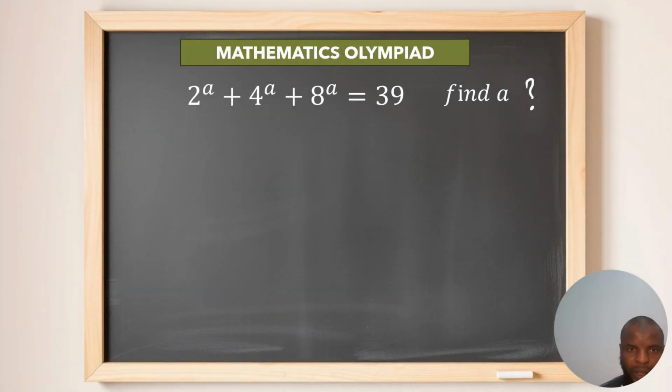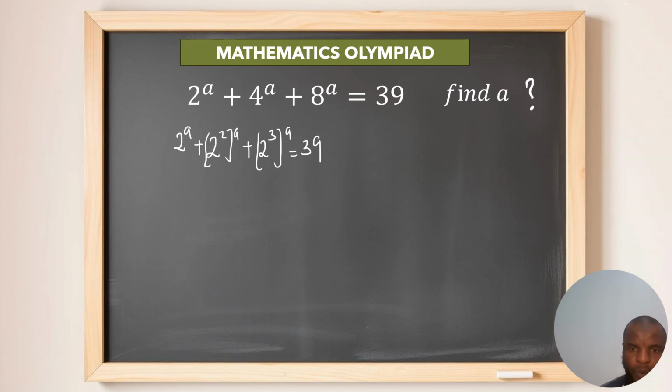We would like to find the value of a. Now to do this, we can rewrite the given equation as 2 to the power of a plus 2 to the power of 2, then this to the power of a plus 2 to the power of 3, this to the power of a equals 39.